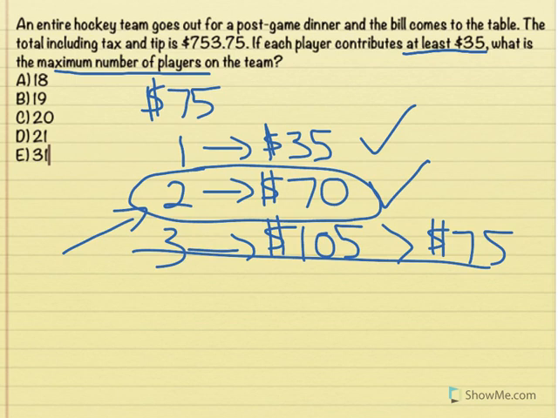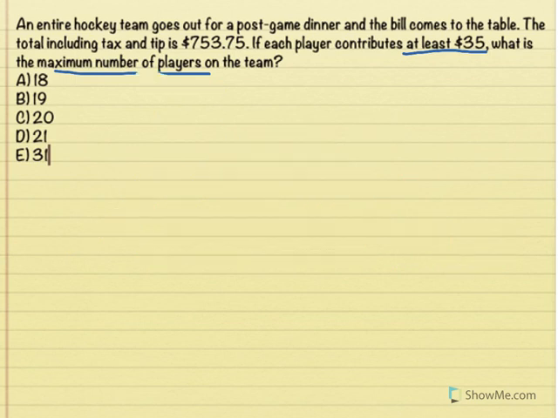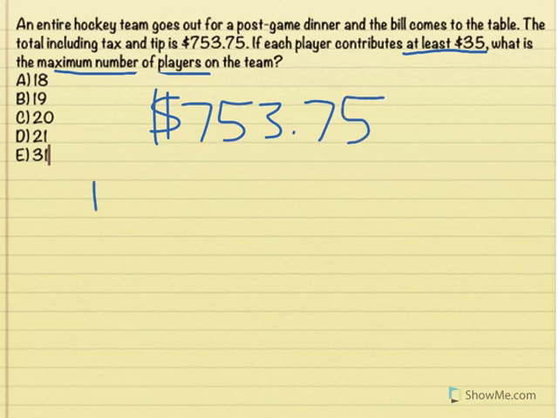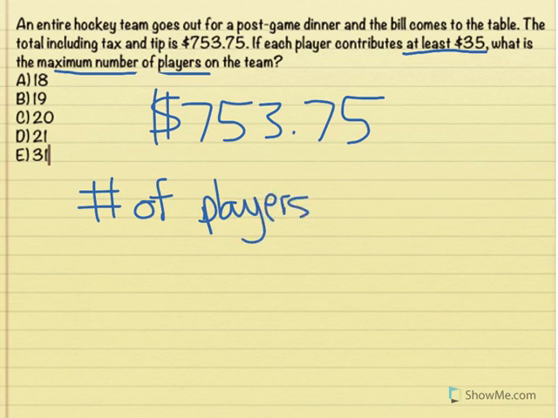So we're going to do the exact same thing, only with $753.75. We said our bill now is $753.75. We want the number of players times the minimum that they're spending, which is 35, to be as close to, but not going over, $753.75. So I'm going to say we need it to be less than that, but only within $35 of it.